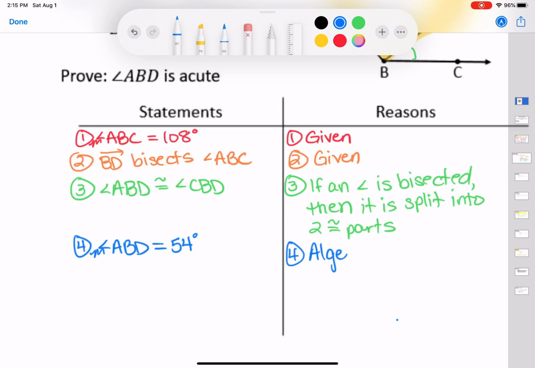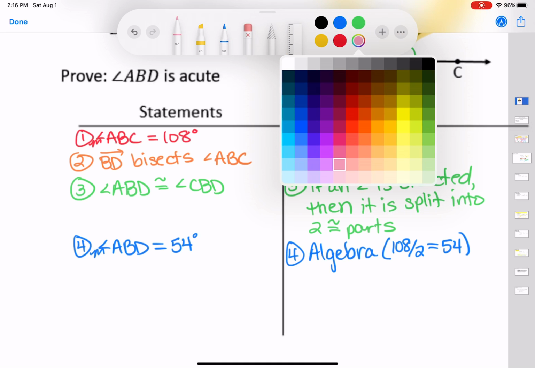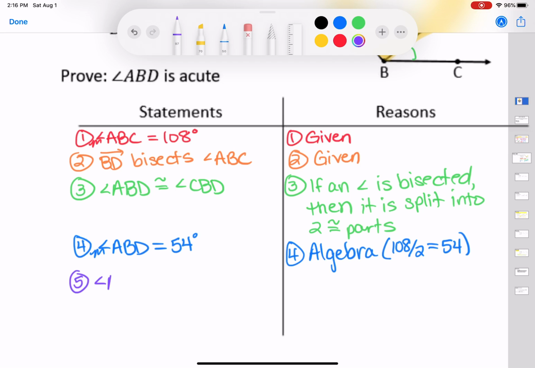I always like to use just the word algebra whenever I do some simple math. And don't forget, you have to put in parentheses what the math is. So 108 divided by 2 equals 54, no matter what we're talking about, right? That was not specific to this problem. All right, well, if angle ABD is 54 degrees, then that means that angle ABD is acute.